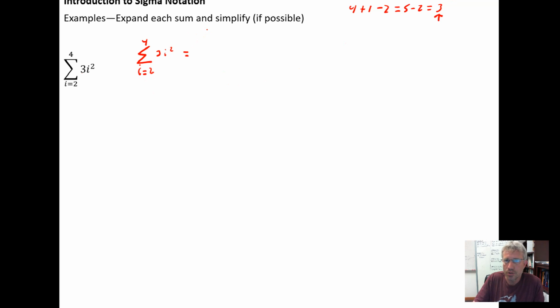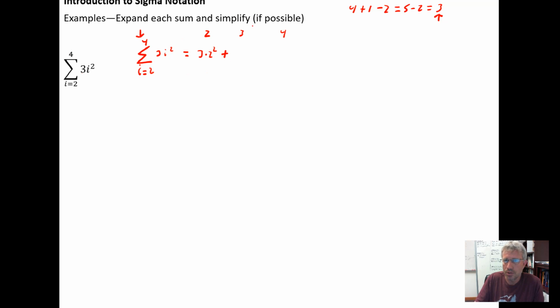I'm going to be starting at 2. I'm going to plug a 2 in, then I'm going to increment the 2, which will make it a 3. And then I'll increment the 3, which will make it a 4. And when we get to 4, the upper bound of summation, we stop. So plugging first the 2 in everywhere we see an i, we get 3 times 2 squared. And then we go plus.